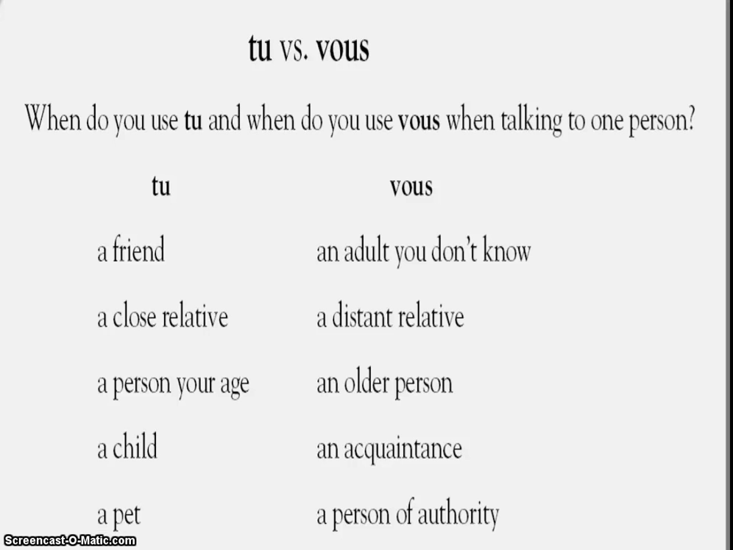Remember in English we just use you for all of them, doesn't matter who the person you're talking to is. In French we have to discern according to the class: whether it is a grown up person, older person, acquaintance, a distant relative, an adult you don't know, you're going to use vous, and for the rest you're going to use tu. All right, let's move on here.